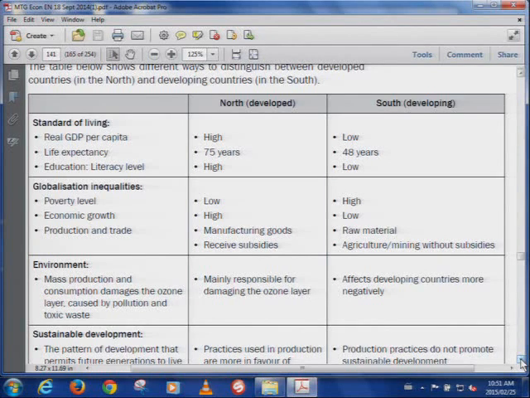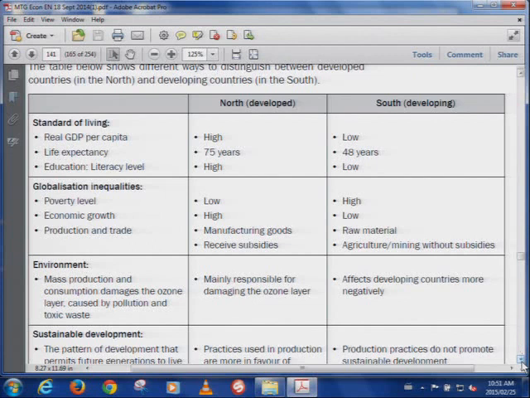The words south and north just show the location of these countries. North means they are in the northern hemisphere. South, they are in the southern hemisphere. They are divided by the equator between them. So the life expectancy of the south countries is 48. They are expected to live up to 48. The education level, still under standard of living. The literacy level is very high in the north and very low in the south.